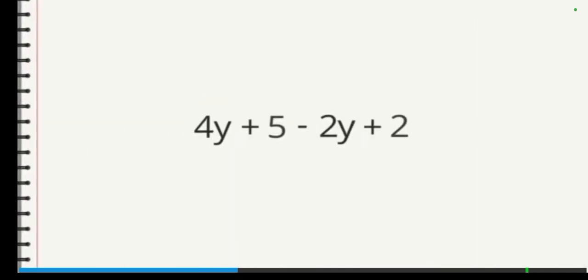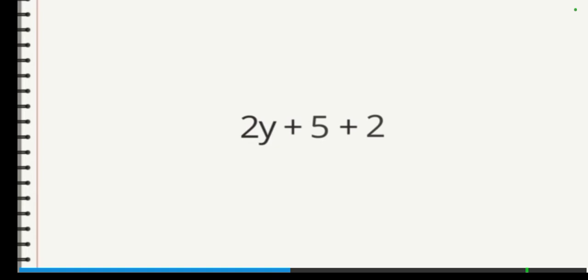Here's another algebraic expression. This one has 4 terms. 4y plus 5 minus 2y plus 2. Begin by bringing together terms that are of the same kind. First we gather all the y's. 4y minus 2y equals 2y. Then we sum up the constants separately. The constants are the numbers that don't have any variables at all. 5 plus 2 equals 7.